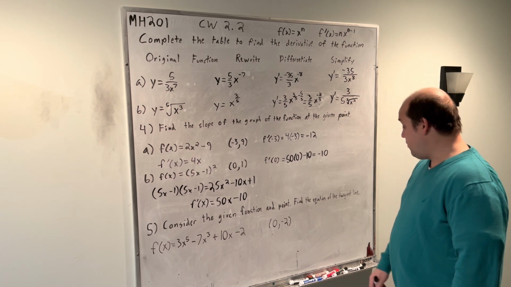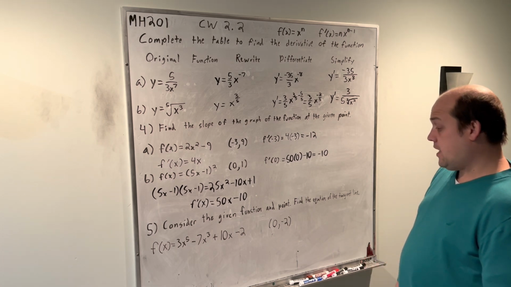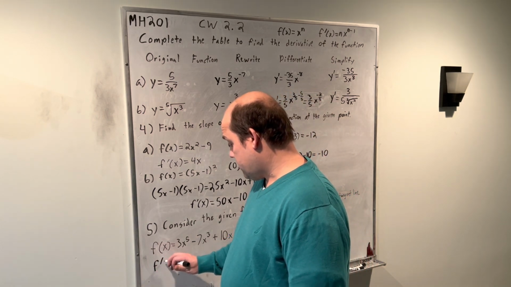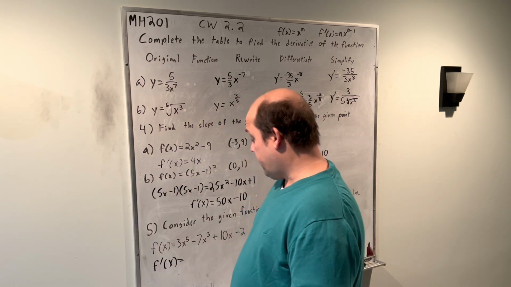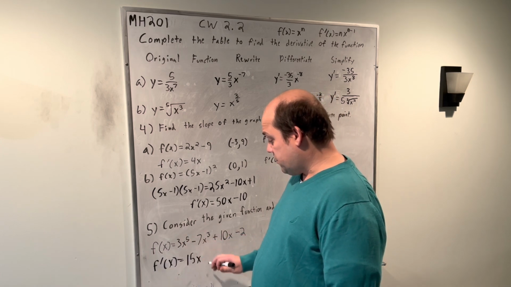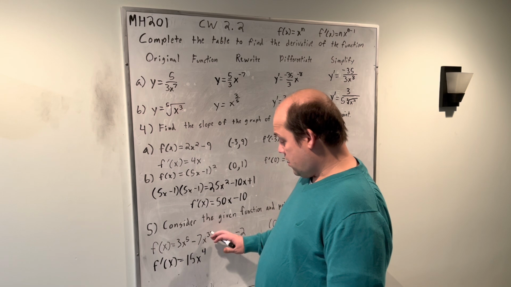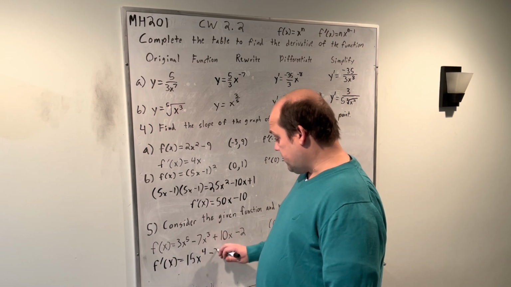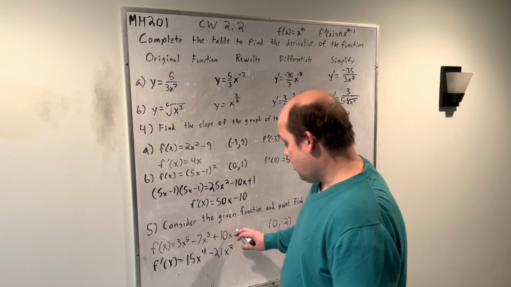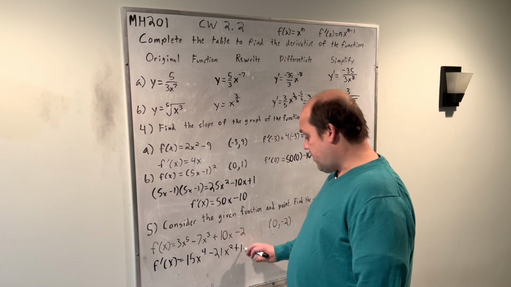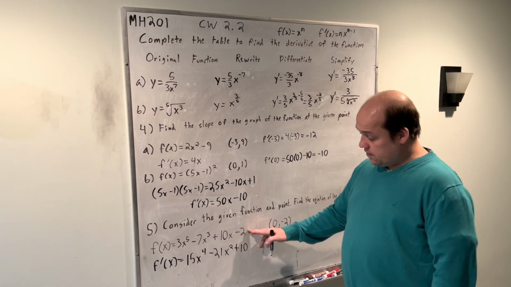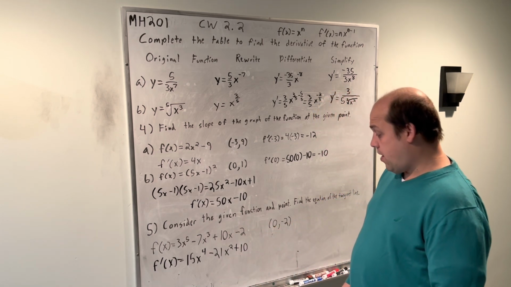Consider the given function and point. Find the equation of the tangent line at that point. So first thing I'm going to do is take a derivative. This is going to help me find the slope of the tangent line. 5 times 3 gives me 15. X used to be to the 5th. It's now to the 4th. 3 times negative 7 gives me negative 21. X used to be to the 3rd. It's now to the 2nd. 1 times a positive 10 gives me positive 10. X used to be the 1st. Now drops out of the problem. And negative 2 is a constant, so it drops out of the problem.